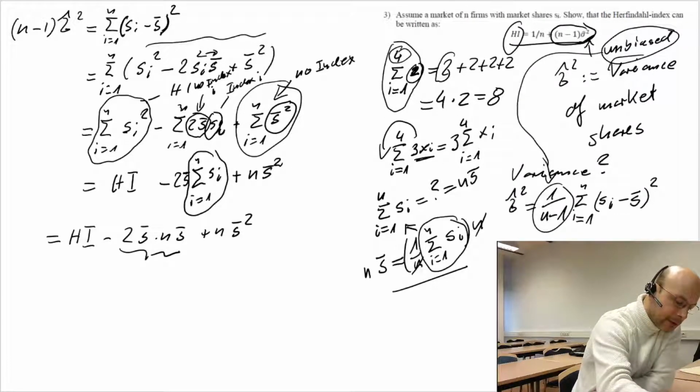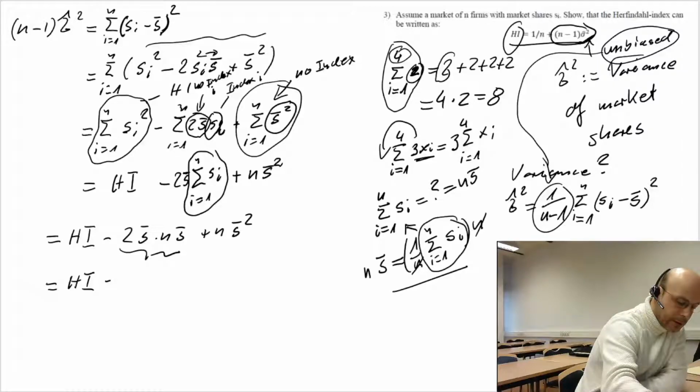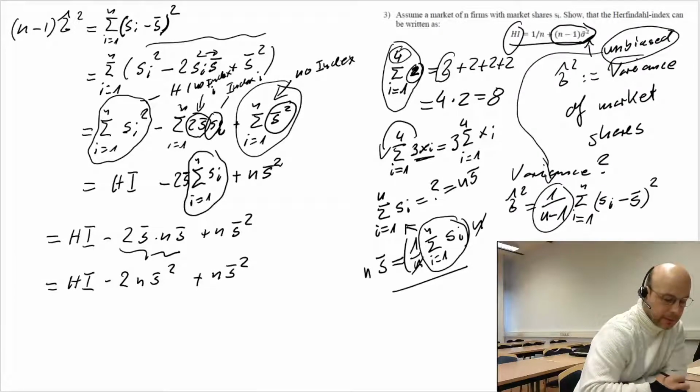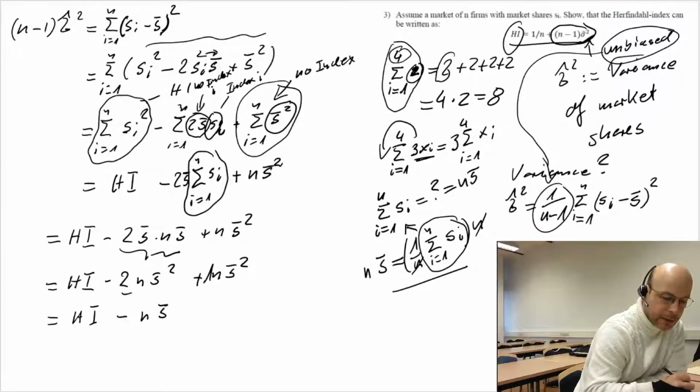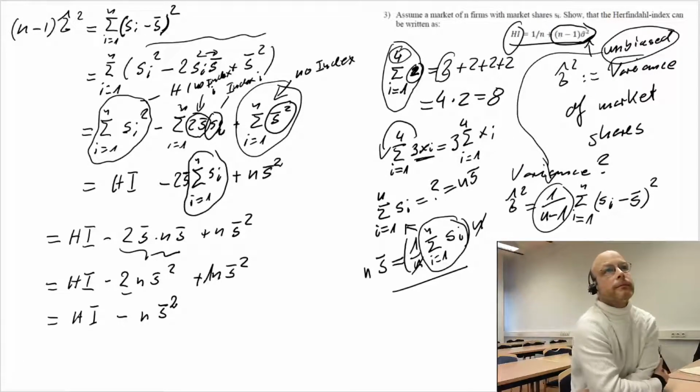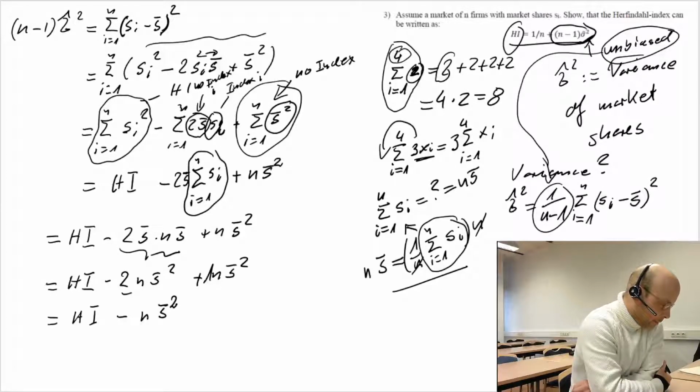And this is, of course, then HI minus 2 n s bar squared plus n s bar squared. This is a 2. Here we have 1, and HI minus n s bar squared. And now we are almost done.